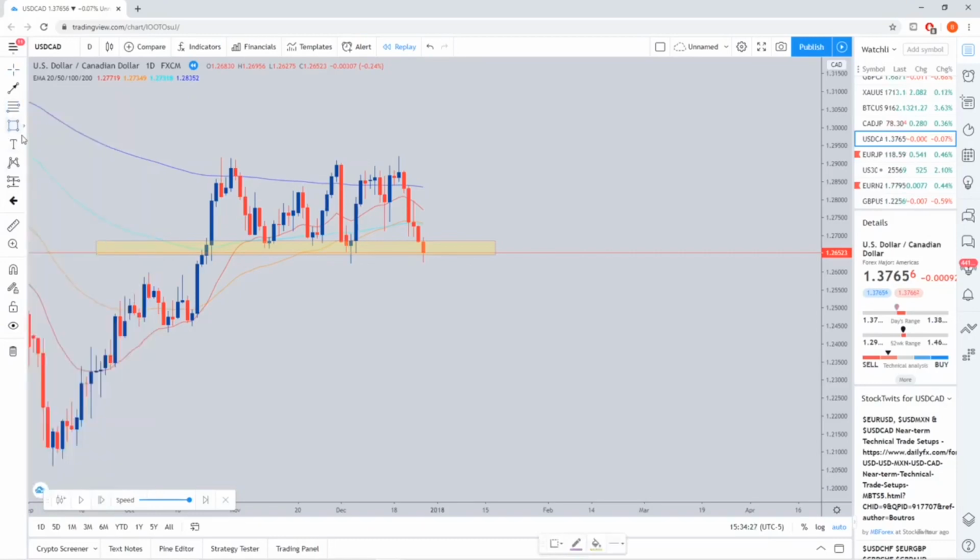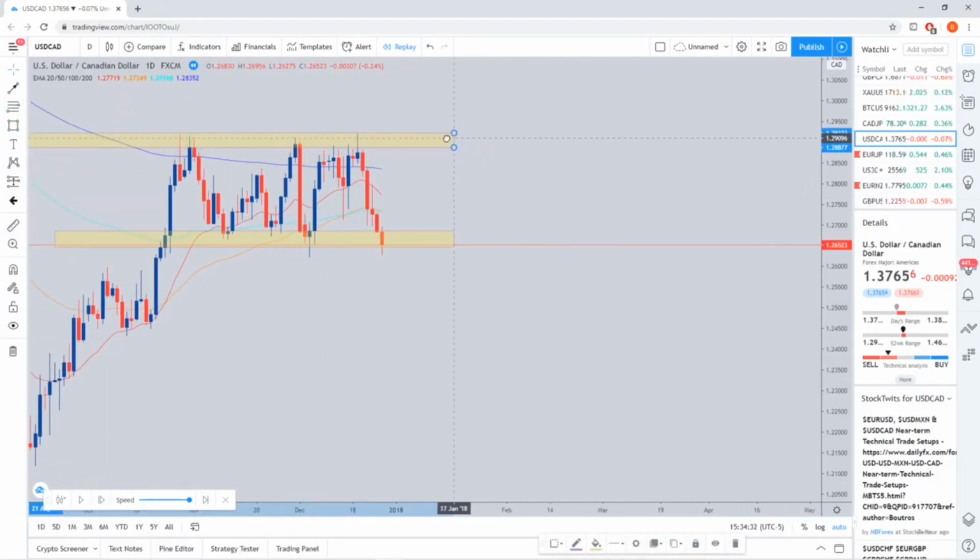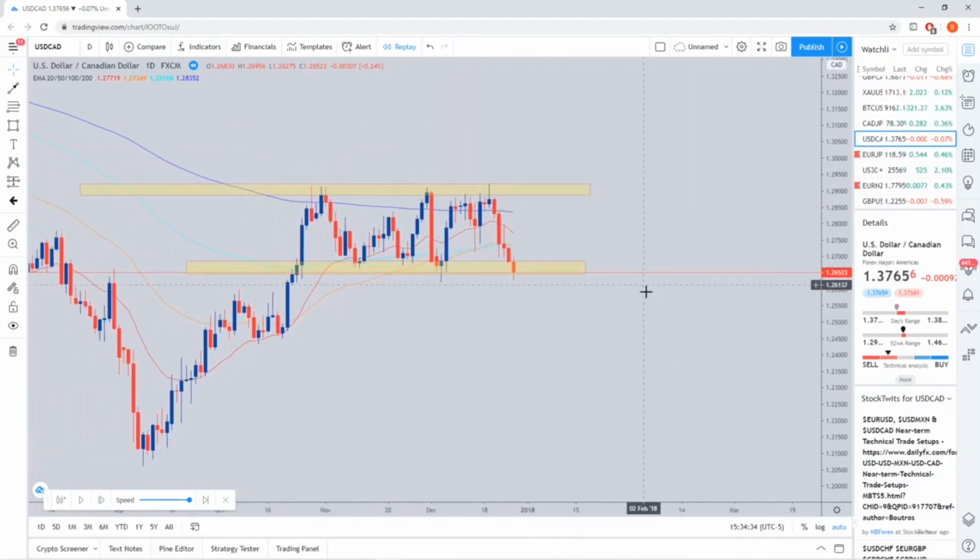We got resistance around here. I'm just going to be trading a simple strategy to backtest for you guys, just so y'all can see the process of what it looks like when it comes to you trying to improve your trade strategy.